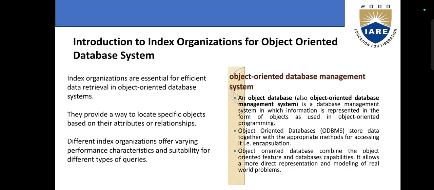Object oriented database management system. An object database system is a management system in which information is represented in the form of objects as used in object oriented programming. Object oriented databases store data together with the appropriate methods for accessing it, its encapsulation. Object oriented databases combine the object oriented features with database capabilities. It allows a more direct representation and modeling of real world problems.